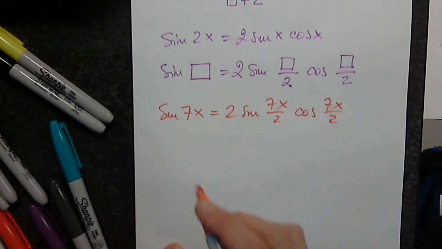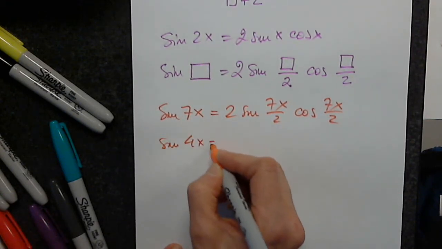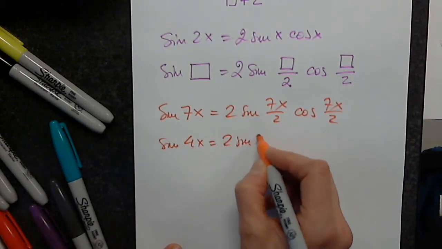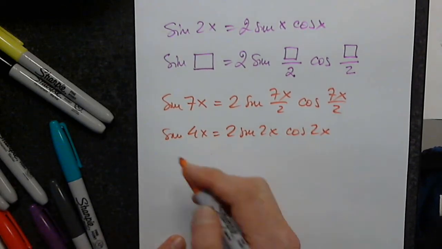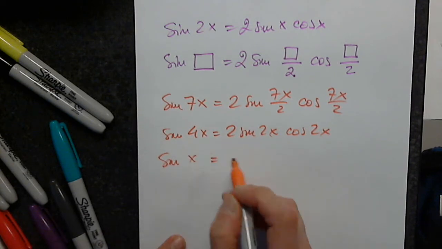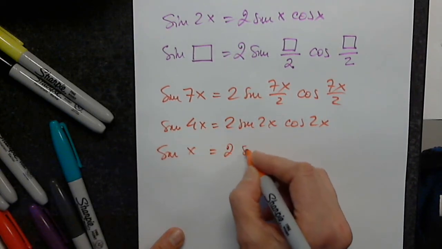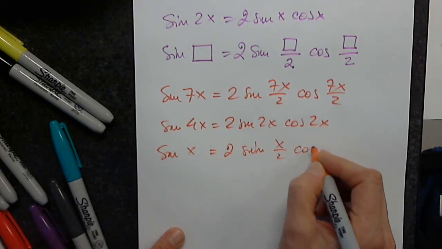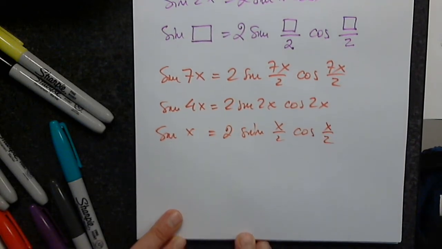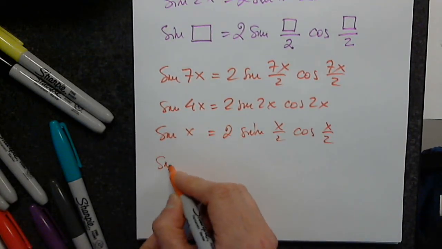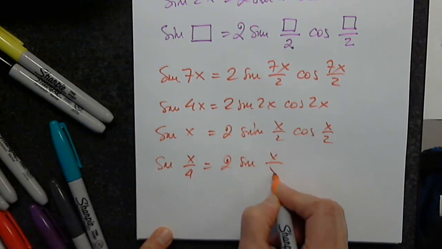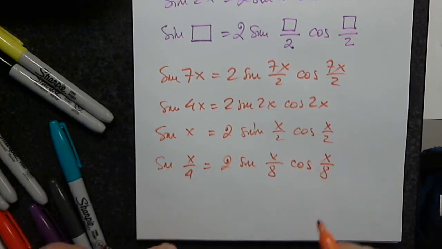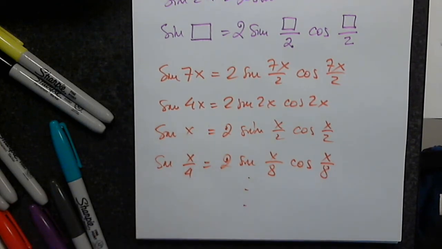If you say, now find sine 4x, I'll say, fine. 2 sine 2x cosine 2x. If you say find sine x, I say no problem. 2 sine x over 2 cosine x over 2. If you say find sine x over 4, I'll say no problem. 2 sine x over 8 cosine x over 8. And I can continue forever, as long as I understand the pattern.